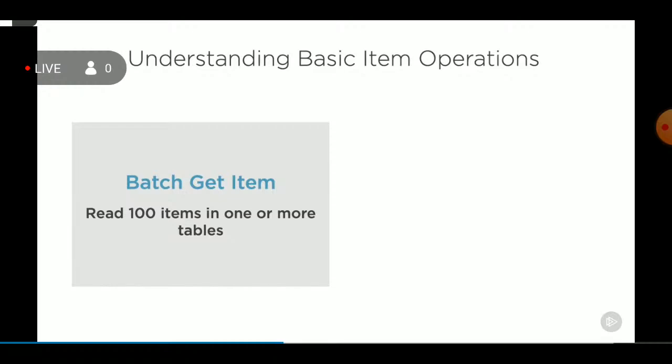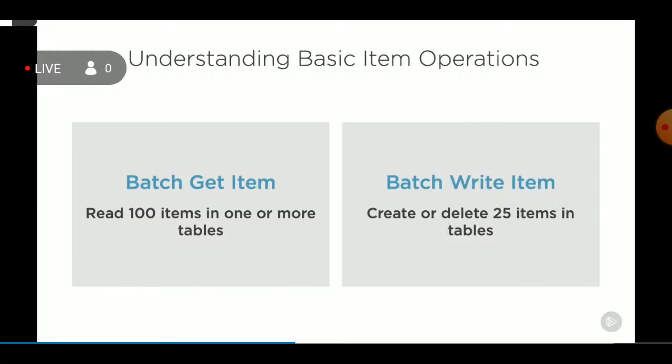If all requests fail, no data will be returned, just an empty JSON document. We also have batch write item operation, with which we can either create or delete up to 25 items at the same time. One of the limitations is that we cannot update items with any batch operations. We can only get, put, or delete.